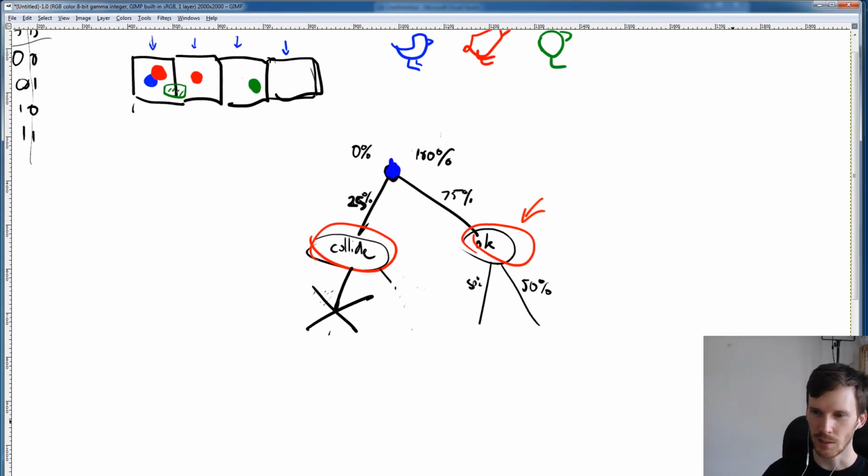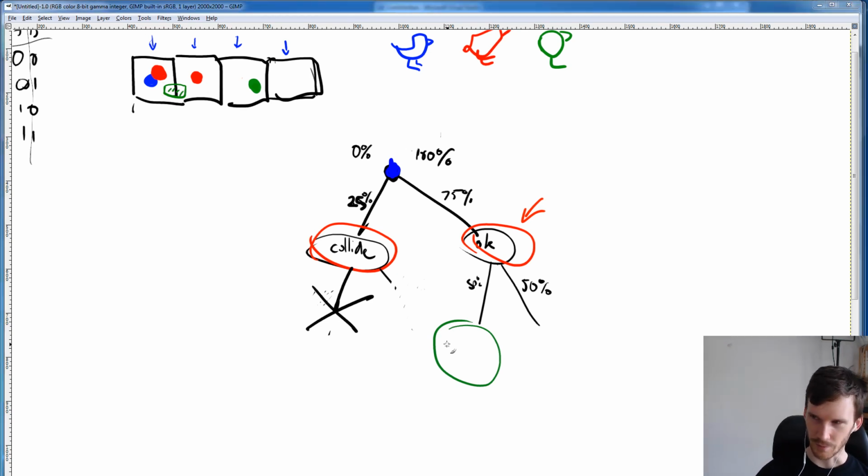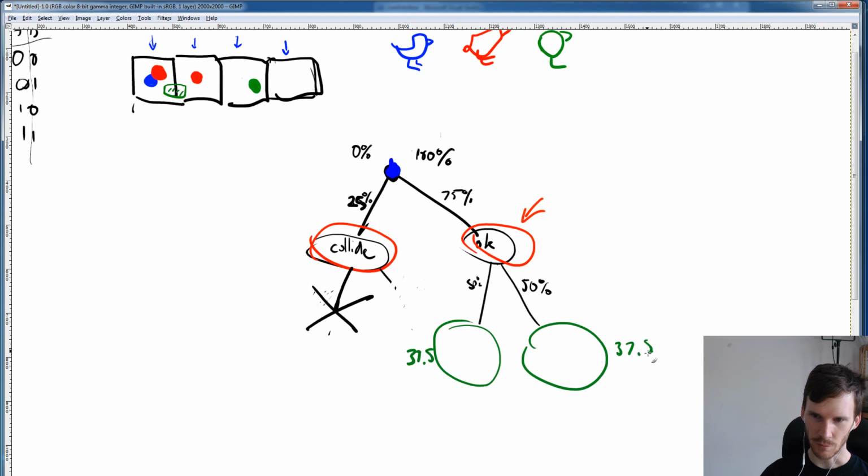And so if we go down this side, we have 50% of 75, which is 37.5. Calculator, 75. Programmers can't do maths. 37.5 and 37.5. So this is collide, and this is okay.